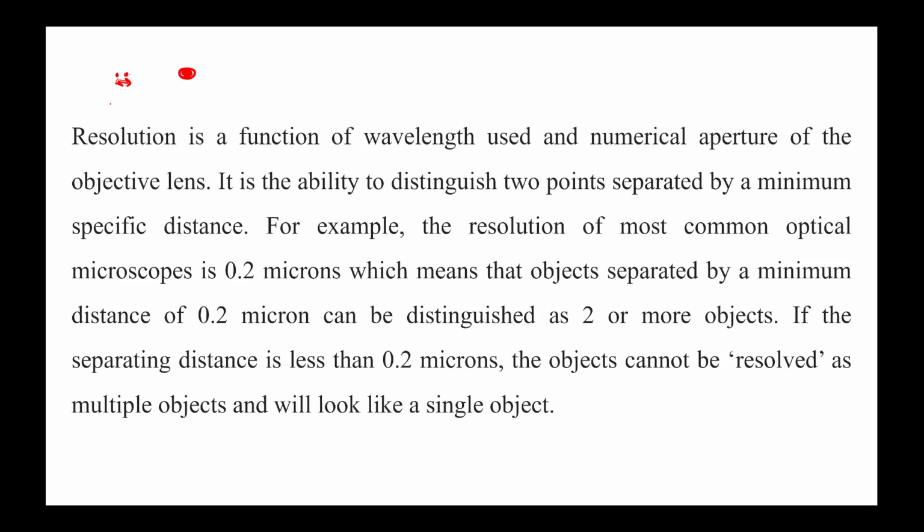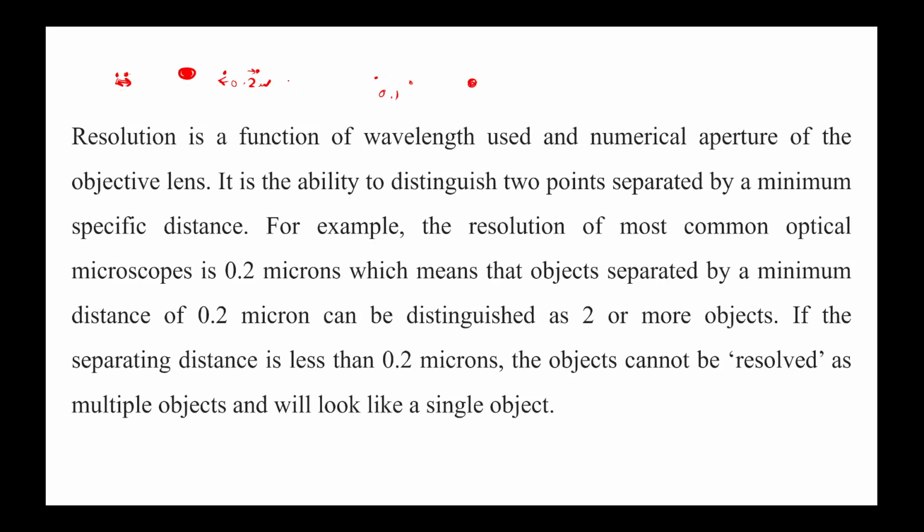The resolution of most common optical microscopes is around 0.2 microns, which means that objects separated by a minimum distance of 0.2 microns, the distance between these 2 points, if it is 0.2 micron, then we can see the points distinctly. If the distance between these 2 points is less than 0.2 micron, if it is 0.1 micron, we cannot see these 2 points distinctly. We will see it as one single point.